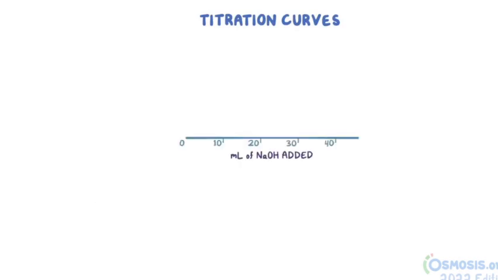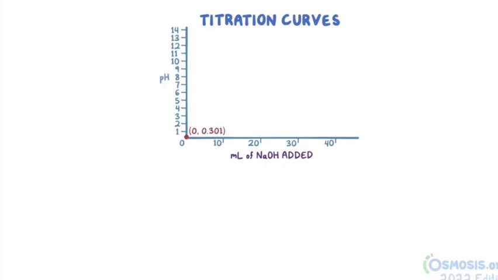Titrations can be represented by titration curves. For this titration, we put volume of sodium hydroxide added on the x-axis and pH on the y-axis. Since we haven't added any strong base yet, our first point is at 0 milliliters of base on the x-axis and a pH of 0.301 on the y-axis.